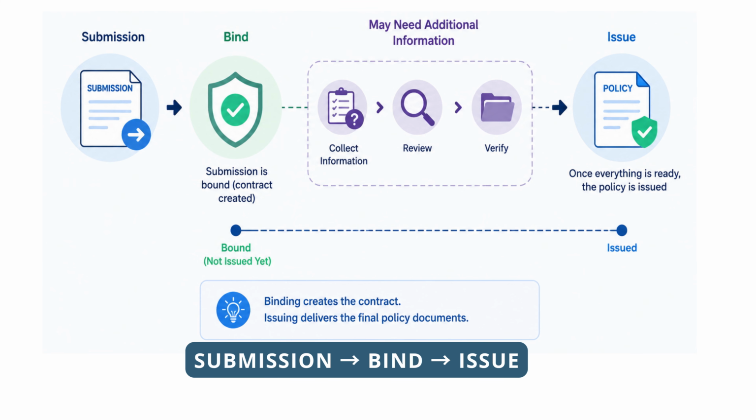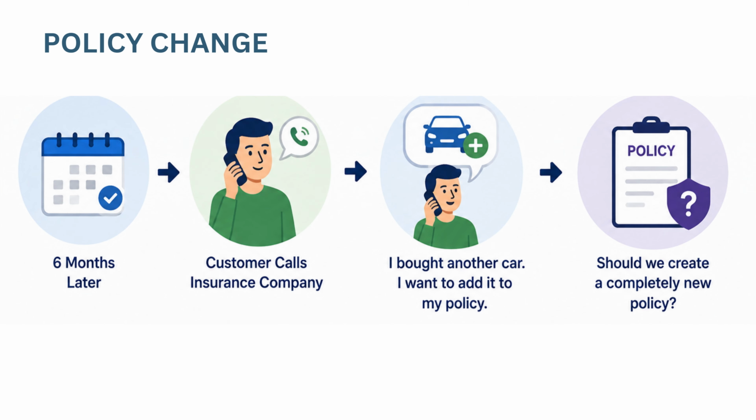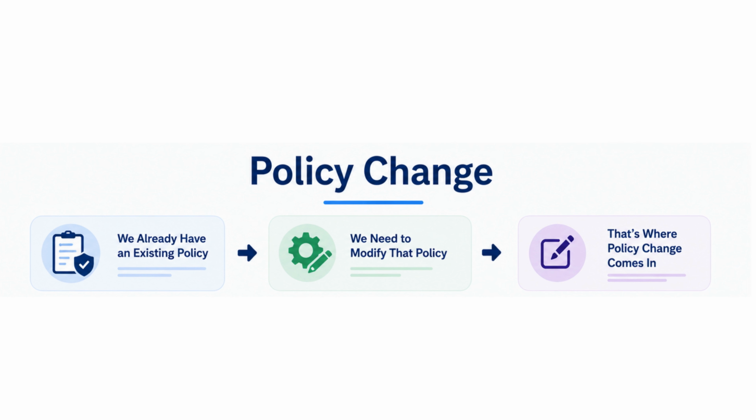Now let's move forward 6 months. Our customer calls the insurance company again. He says, "I bought another car. I want to add it to my policy." Now, should we create a completely new policy? The answer is no. We already have an existing policy. We need to modify that policy. And that's where policy change comes in. A policy change is used to make material changes to an existing policy before its expiration date. For example, we might add or remove a vehicle. We might change a coverage.